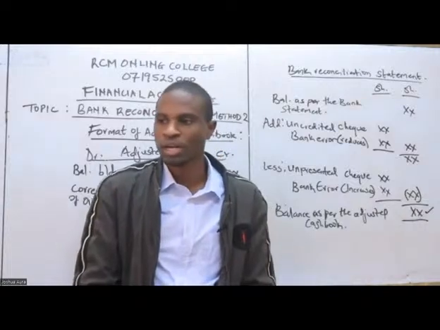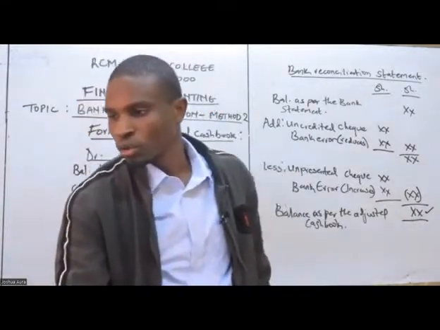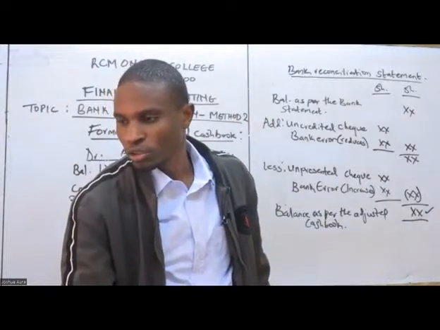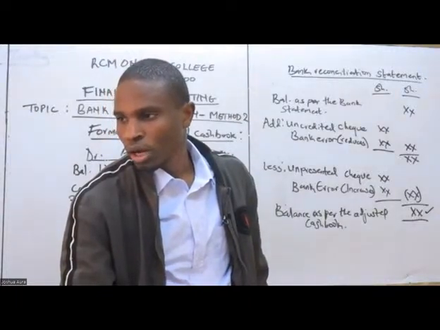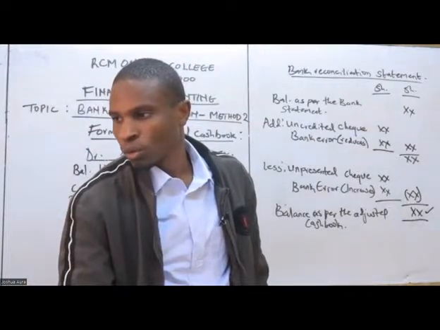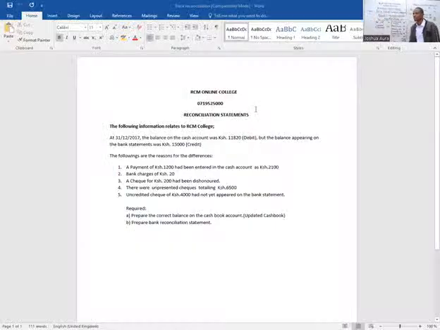So allow me to share a question that we shall tackle. This is the question. It says the following information relates to RCM College at 31/12/2017. The balance on the cash account was 11,820 debit, but the balance appearing on the bank statement was 15,000 credit. Then the following are the reasons for the difference. A payment of 1,200 had been entered in the cash account as 2,100.